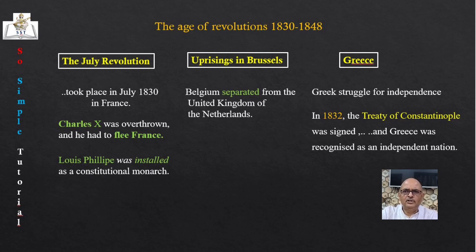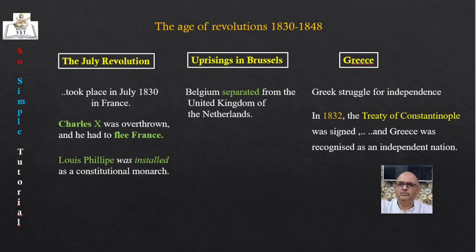Let us now go to the next unit, the Age of Revolutions. This unit discusses the revolutions that took place in different regions of Europe between 1830 and 1848. First, we will discuss three. One that started in France, second in Belgium, and the third in Greece. The first upheaval took place in France.